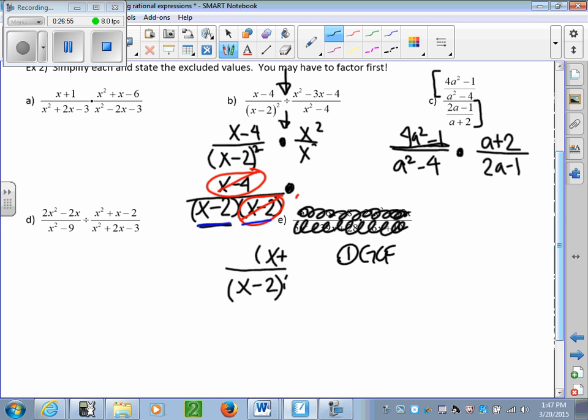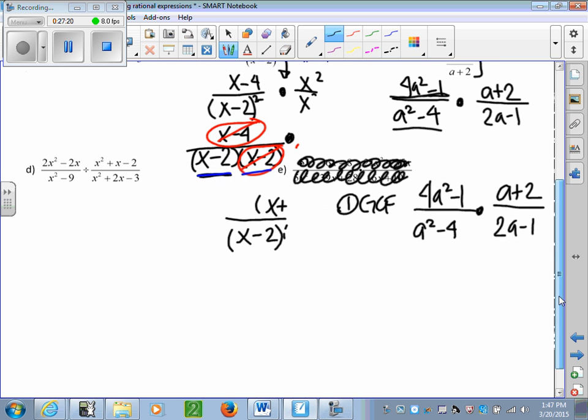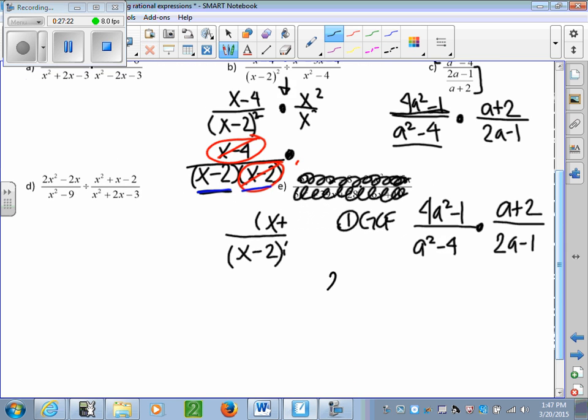So 4a squared minus 1, no GCF, so I'm just going to write it down. 4a squared minus 1. Okay, how about down here? a squared minus 4, no GCF, so I'm just going to write it down. I'm still multiplying. All right, a plus 2, no GCF, just write it down. 2a minus 1, no GCF, just write it down. You've got to look for your GCF because the next step is I'm going to look for my factors. Remember, we always have to look for GCFs before we factor. Okay?